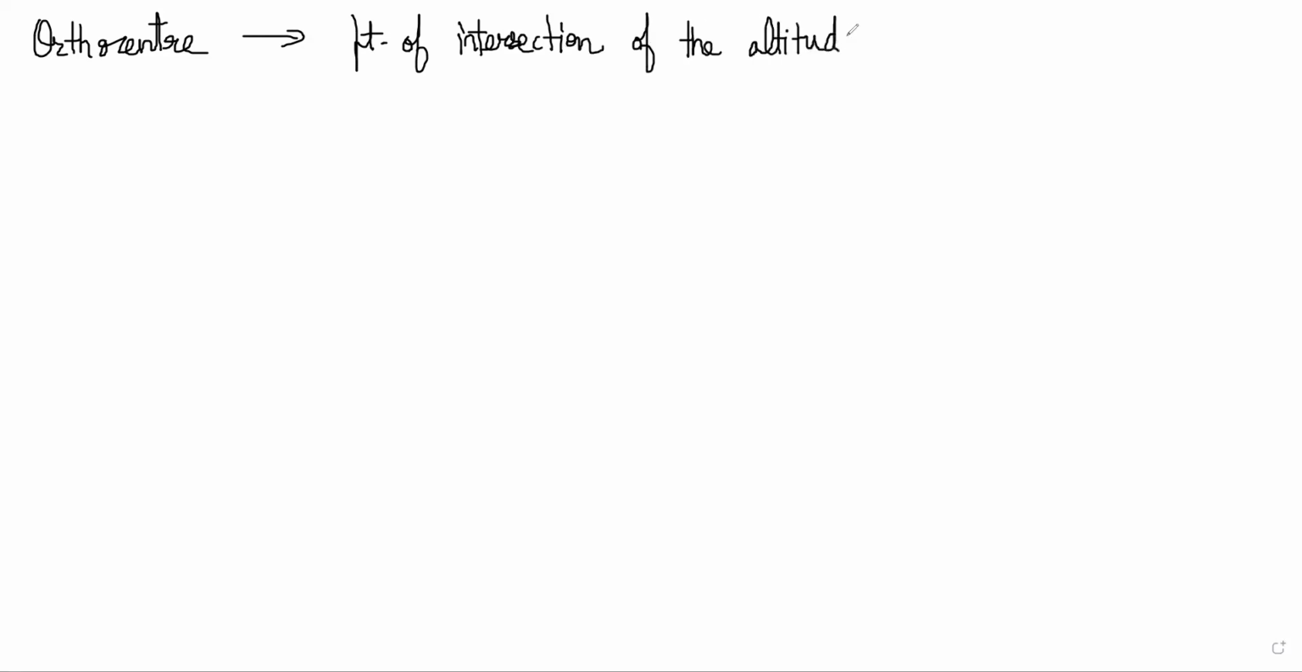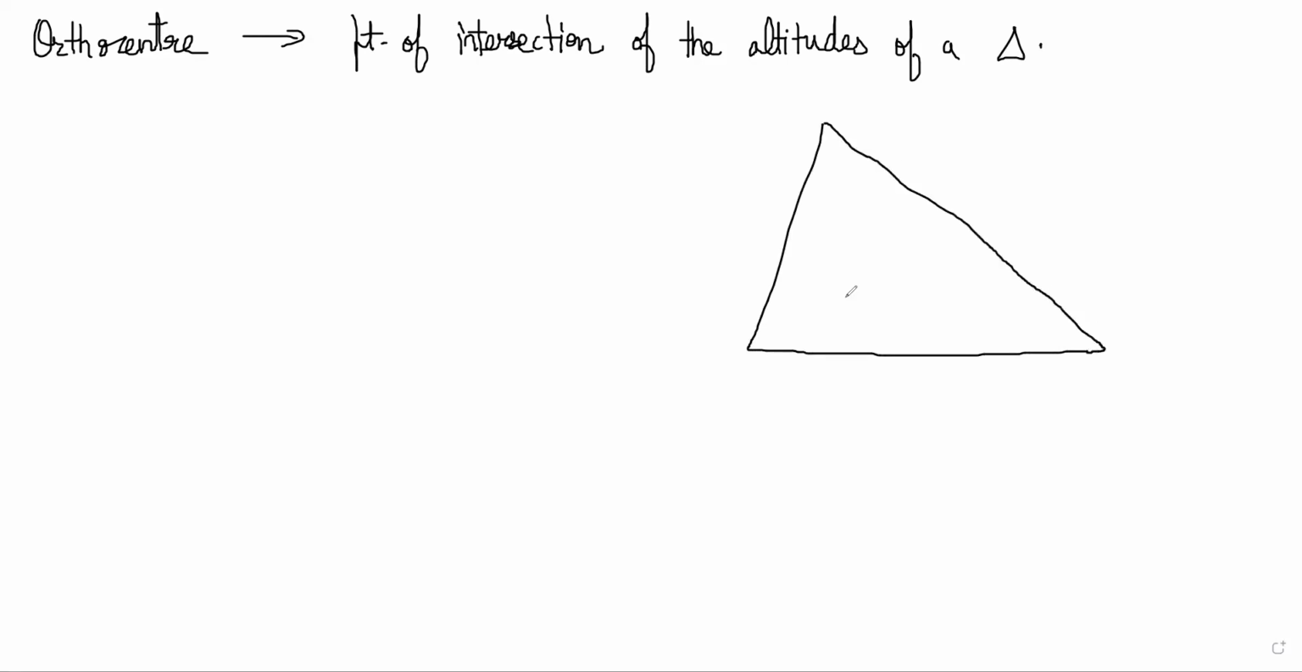This is the orthocenter. Orthocenter is basically the point of intersection of the altitudes of a triangle. So what are these altitudes? These are perpendiculars dropped from each vertex to the opposite side. So A, B, C. And if you drop a perpendicular from here, this is one altitude, and this is another altitude, and this is a third altitude.